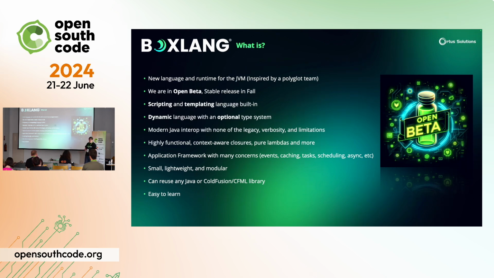It is dynamic with an optional type system, using pretty much every single modern Java interop, and trying to focus a lot on removing verbosity and removing all limitations in terms of Java interop for a dynamic language. Highly functional. We really have been doing functional programming for a long time, especially using Clojure and CFML, Cold Fusion. And we also wanted to bring to the language our application frameworks history that we've been developing.